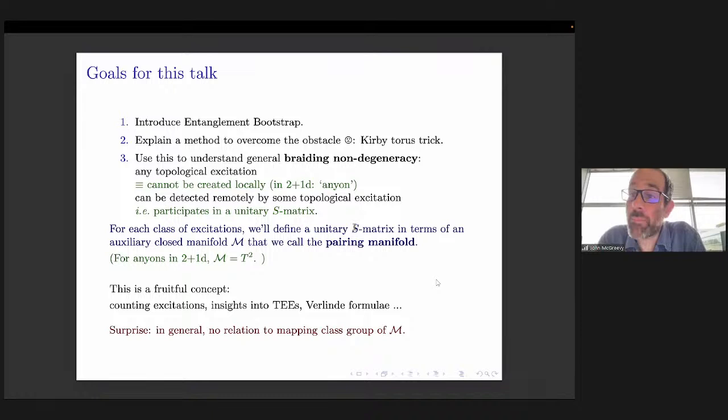By the way, the name S matrix comes from the fact that in the ordinary 2+1 dimensional theory of anyons, the pairing manifold is the torus, and this S matrix is related to the element of the mapping class group that exchanges the two cycles of the torus. Right, the S transformation of SL2Z. And so you might have expected that the mapping class group of the pairing manifold would play an important role always, but actually this turns out not to be the case. So this was a bit of a surprise, I hope to come back to that.